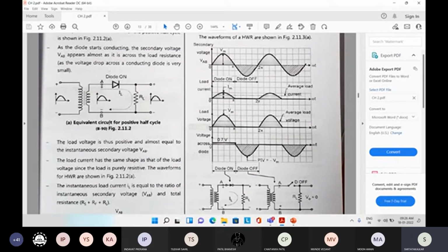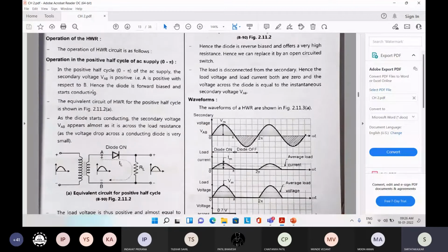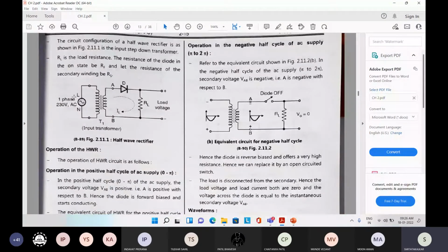Here, the diode conducts in the positive half cycle. Single phase 230 volt 50 hertz is the alternating current. And here it is connected to the transformer. The source is first connected to the primary terminal of the transformer, and in between there are two lines.